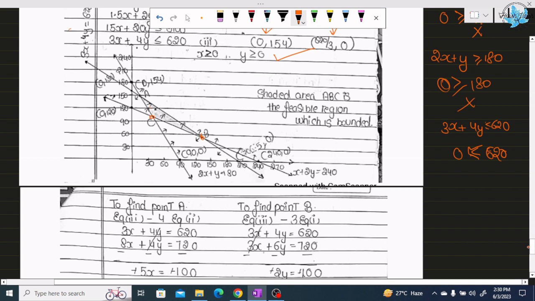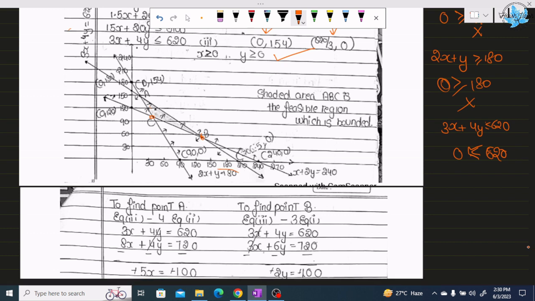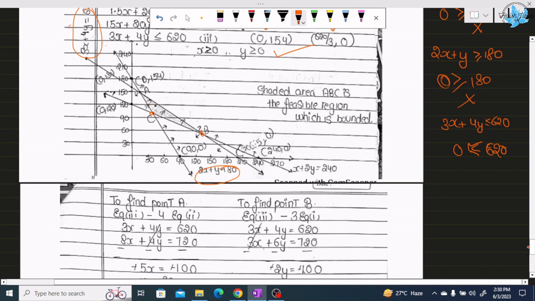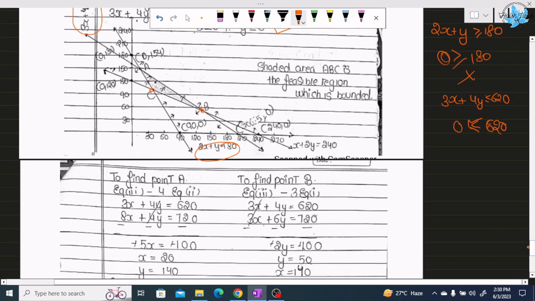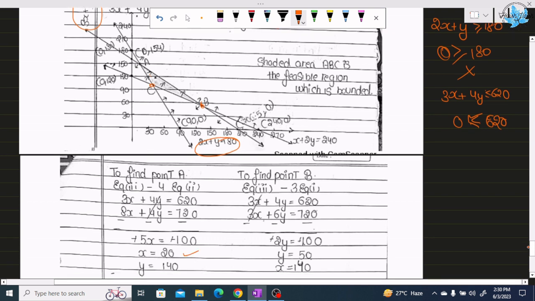To find these corner points, the A point is what? The A point is the intersection of this line and this line, 3x plus 4y is equal to 620. By solving these two equations by elimination or substitution, you will get x and y, that is 20, 140.